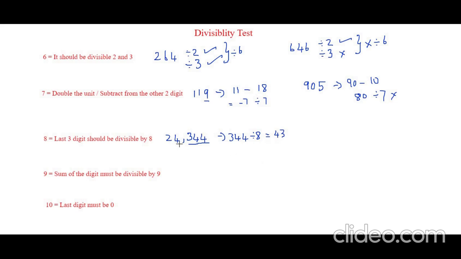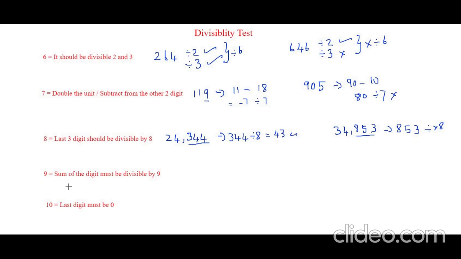So 24,344 is divisible by 8. Isn't it easy? Now let's take another example: 34,853. In the same way we will take the last three digits, that is 853. 853 is not divisible by 8. It is not exactly divisible. So 34,853 is not divisible by 8.